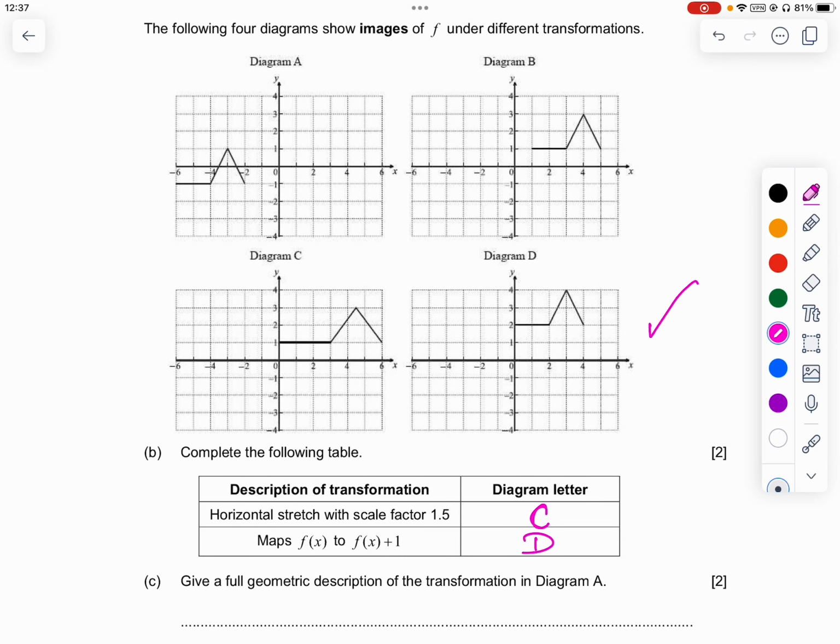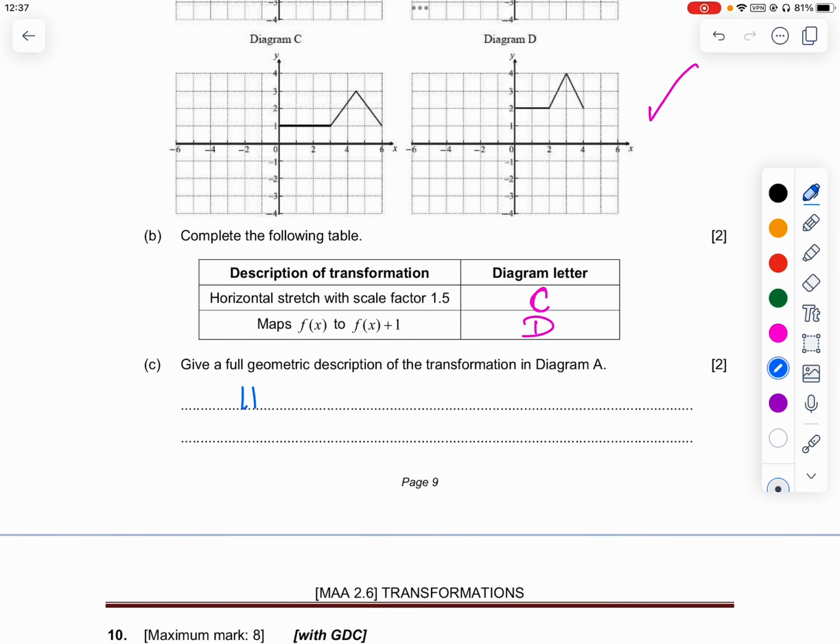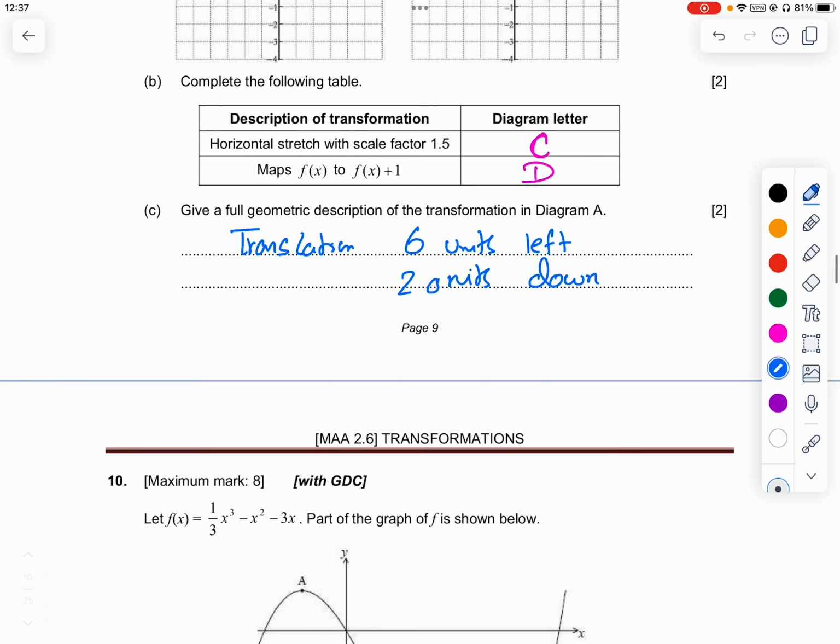Give a full geometric description of the transformation in diagram A. What is happening to A? So you can see that I take this point. What is happening to that point? It came up to here. So 1, 2, 3, 4, 5, 6, then 1, 2. So it came, or the translation, 6 units left and 2 units down.